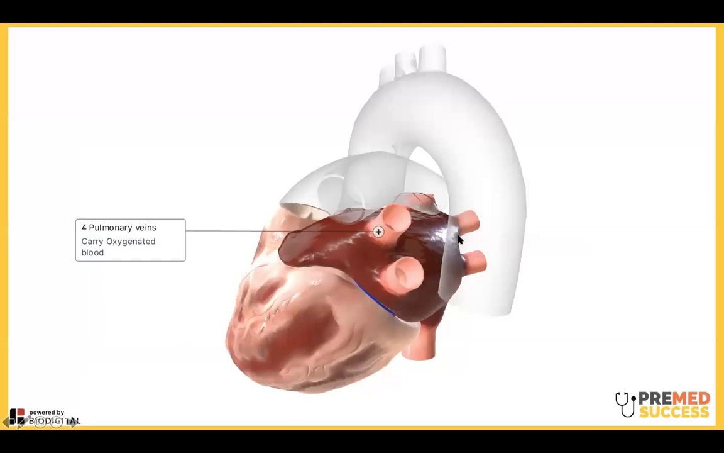There we go. Okay. Here you go. You can see the 4 pulmonary veins on the back of the heart, 2 from the left lung and 2 from the right lung. Don't ask me why there are 2 from each lung. That's just anatomy being strange. There might be an evolutionary reason. I honestly don't know.